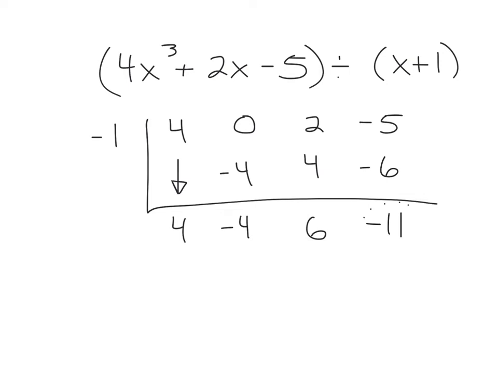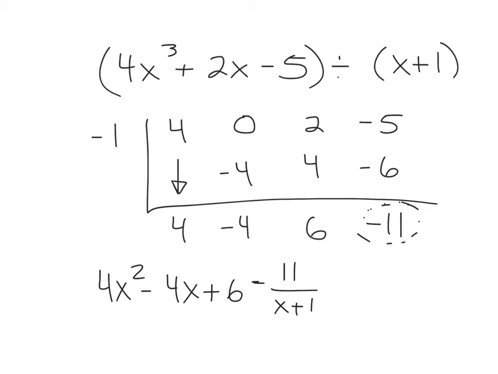Now, remember, this last term is your remainder, and you always start with 1 degree less than your original polynomial for writing your answer. So this would be 4x squared minus 4x plus 6, and then you would have your minus 11 over x plus 1.